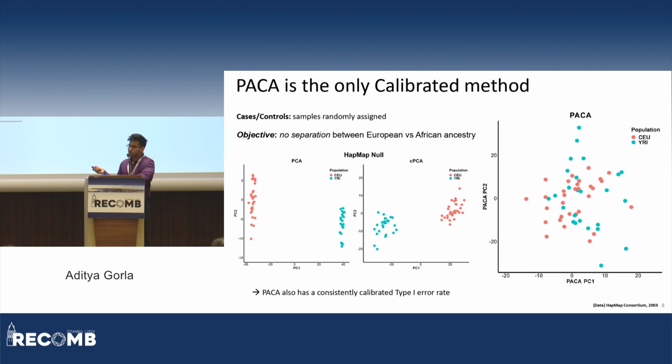So as expected, PCA tags population structure. Everyone here would expect that. But interestingly, CPCA also tags the same population structure, but it's just slightly less obvious. PACA, on the other hand, does remove all shared variation between these cases and controls and results in no stratification. And to be even more exact, PACA also has a consistently calibrated type 1 error rate, and there are results in the paper if you're interested, in not just genetics, but also gene expression.